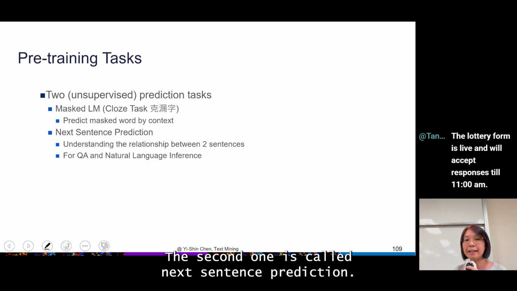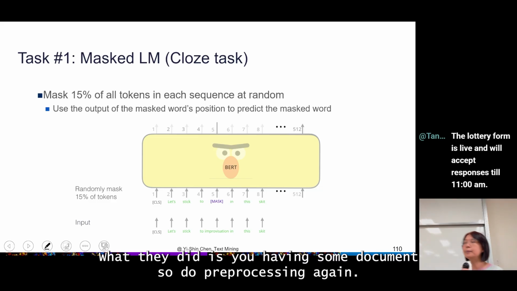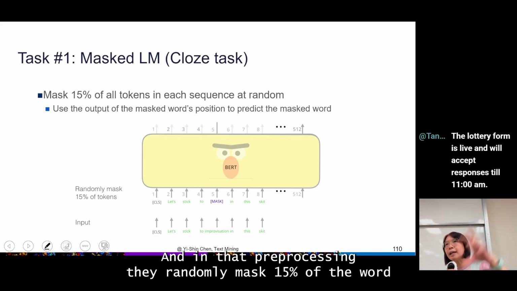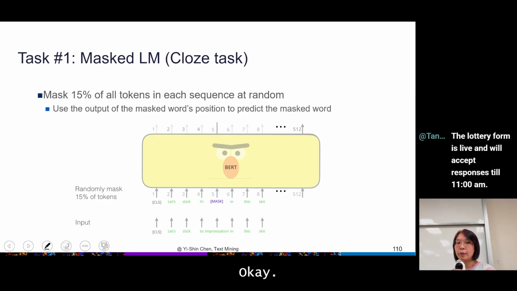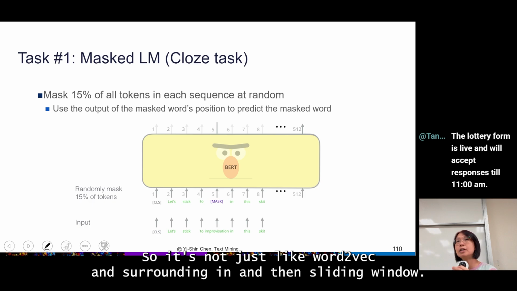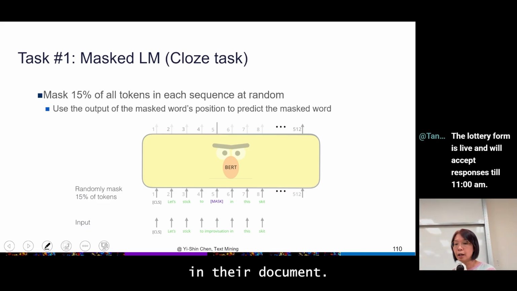The second one is called next sentence prediction. For the first one, the masked language model or cloze text, you have some documents and do pre-processing again. In that pre-processing, they randomly mask 15% of the words from your document and input them into your system one by one. So 15% of them are masked randomly. It's not like word2vec, with surrounding words and a sliding window. No, they just randomly pick the words in the document.